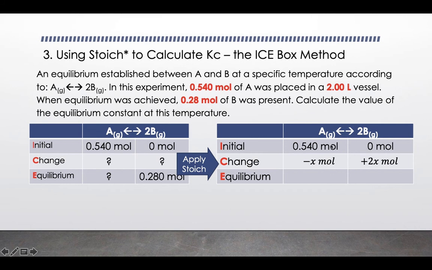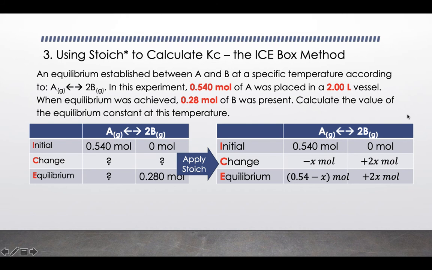So at the end, how much A was left in the reaction mixture? It will be the initial minus the change, that is 0.54 mole minus X. How much of B was left? Initially we have 0 B, but in this reaction, X mole of A is converted to B. So we know that in the end, there will be 2X mole of B present. Now this becomes a little bit interesting.